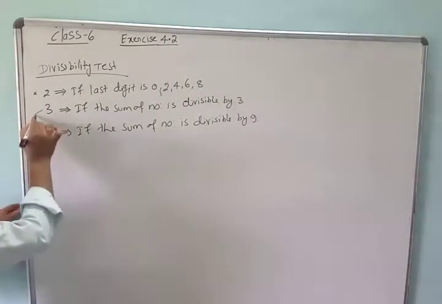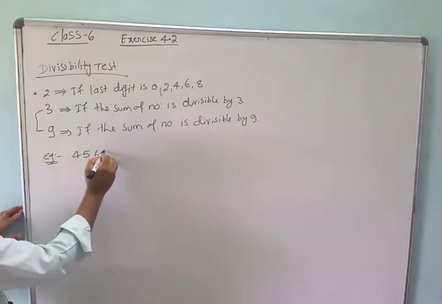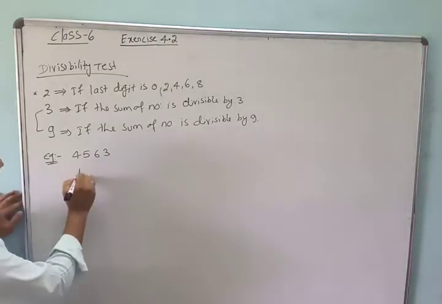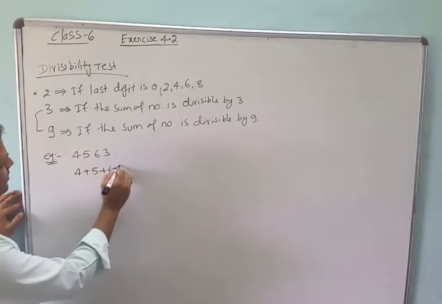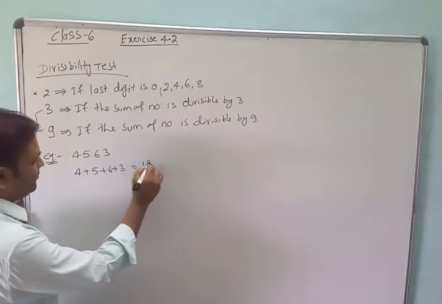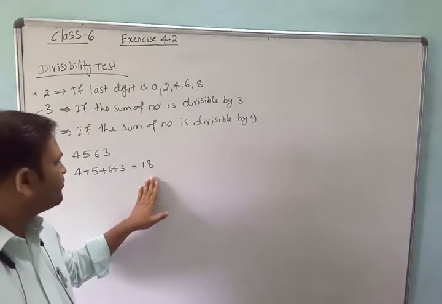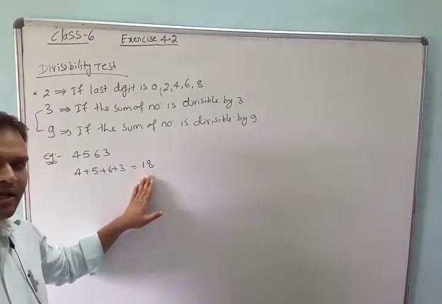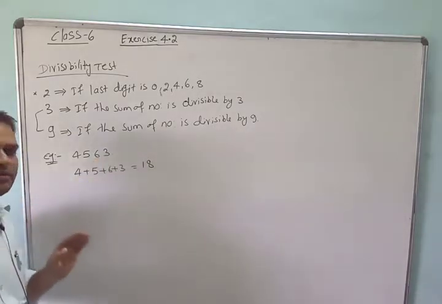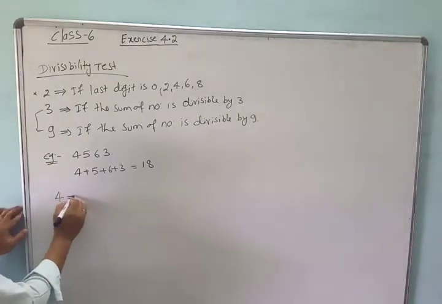Take one example: 4, 5, 6, 3. We have to sum it. 4 plus 5 plus 6 plus 3. 4 plus 5 is 9, 9 plus 6 is 15, 15 plus 3 is 18. So 18 is divisible by 3, since 3 sixes are 18. And 18 is also divisible by 9, since 9 twos are 18. So we can say that the number 4563 is divisible by 3 and 9 both.